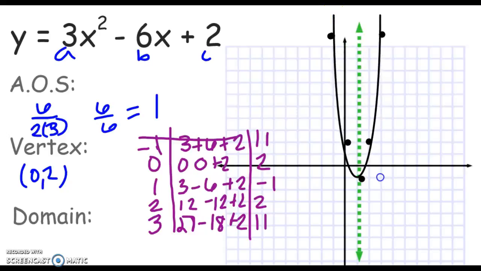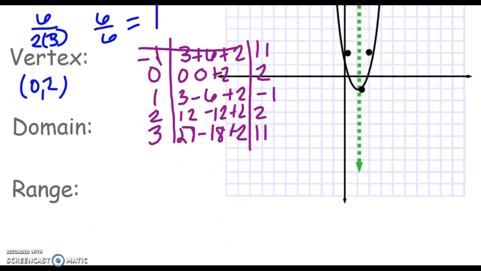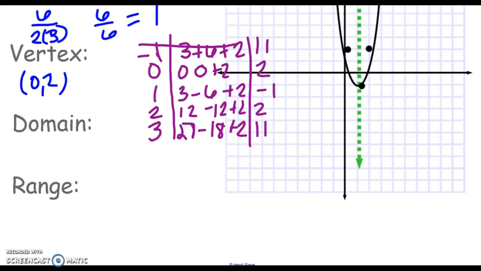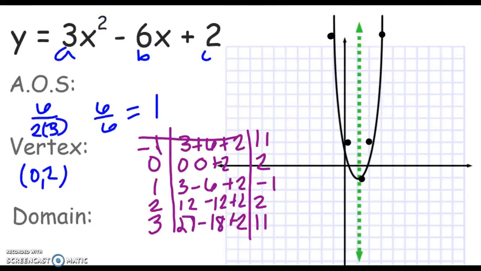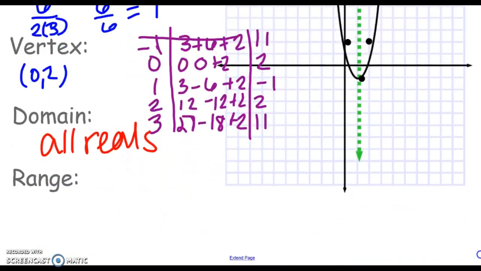Ooh, this one's a little off. And we're going to move down to the domain and range. My domain in this case is always going to be all reals. And moving down, my range in this case is going to be y is everything greater than or equal to negative 1, because that is the lowest point. So it's always got to be above that.